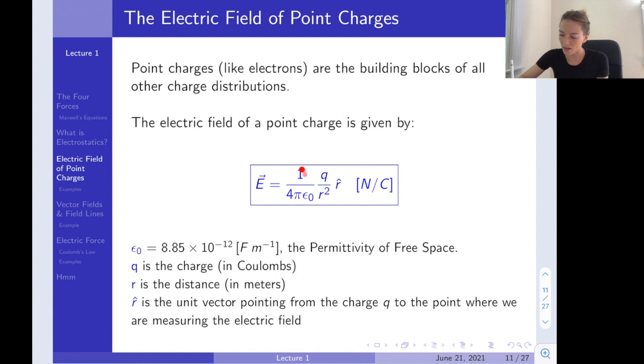Then we have this combination of constants. We have 1 over 4 pi epsilon naught. Epsilon naught, just take as a constant. It's given by this number, 8.85 times 10 to the negative 12. This is farads per meter. We'll talk about farads in, I think, chapter 26 or 27. But for now, just take it as a constant, and we'll talk about this constant a little bit more when we do dielectrics also. Then we have the charge Q.